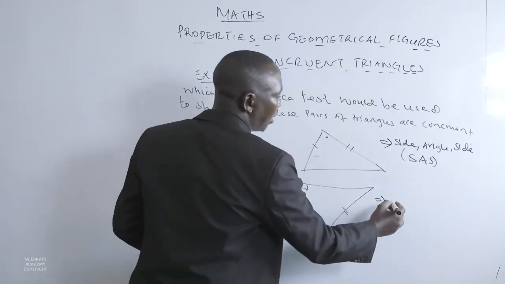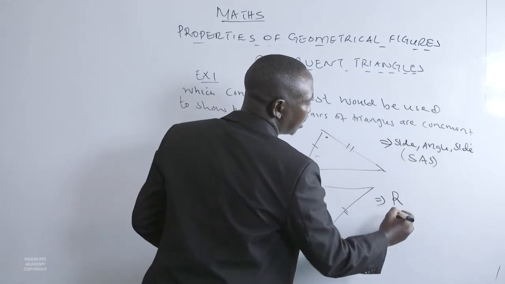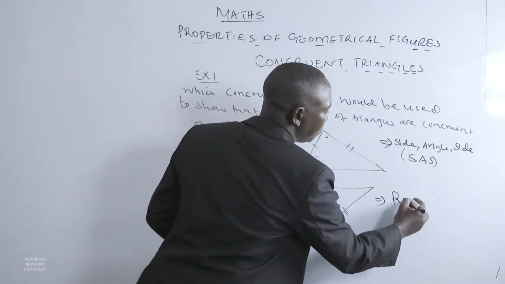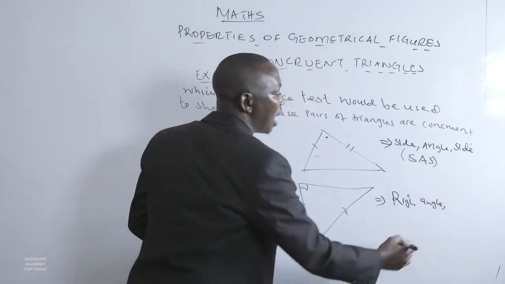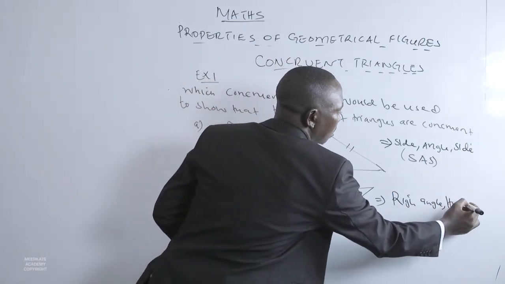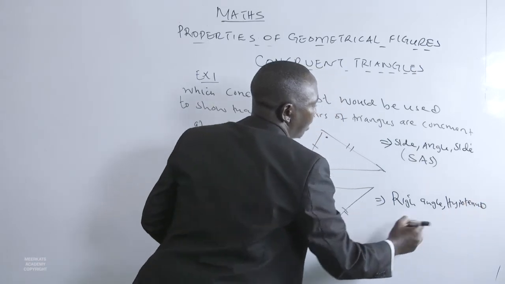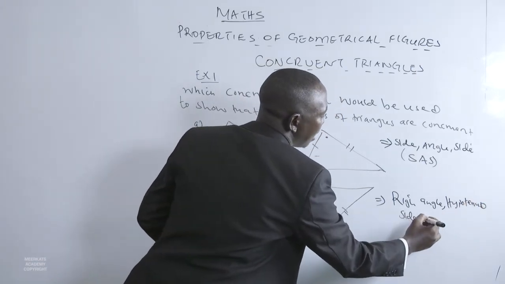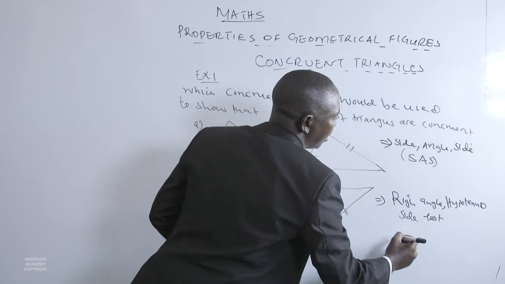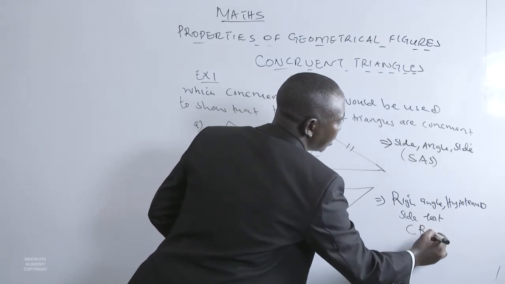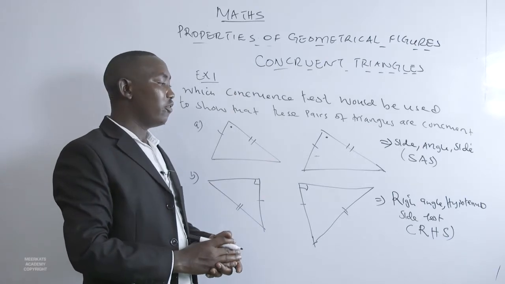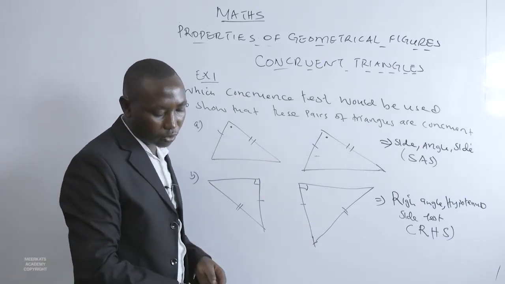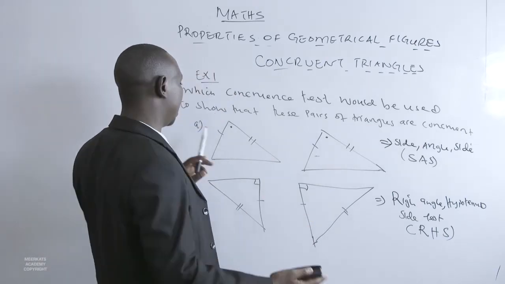That tells us that we're going to use the right angle, hypotenuse and then one side test. This in short will be the RHS test for us to be able to show that those two triangles are congruent.